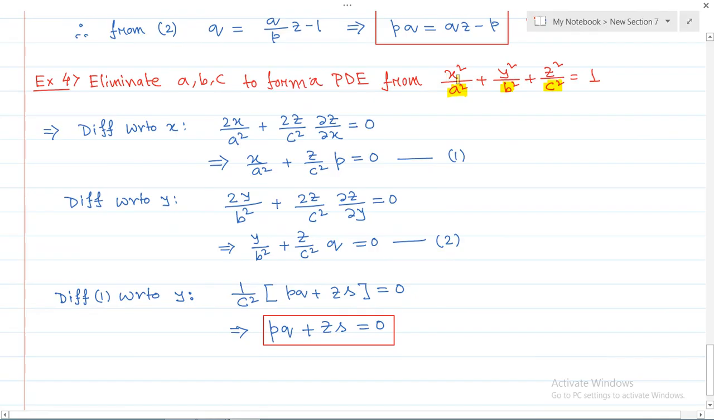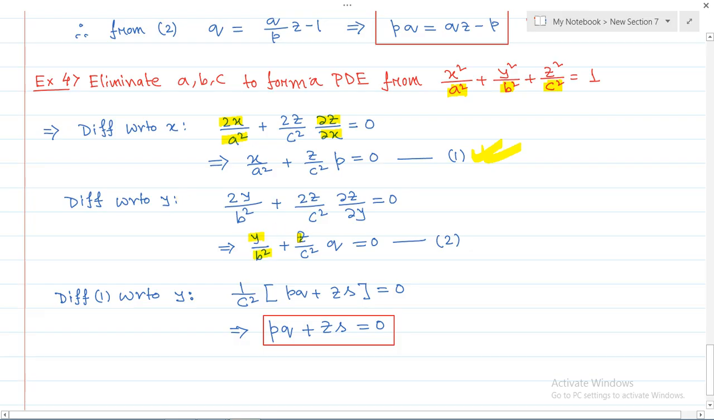So let us differentiate expression 1 with respect to x. We have 2x upon a square as the first term; for y square by b square, the partial derivative with respect to x is going to be 0. For the third one, the derivative of z square is 2z by c square, and the derivative of z with respect to x is del z del x, which is p. The 2 will get cancelled out, so we can write x upon a square plus z by c square into p equals 0. This is equation 1. Similarly, let us differentiate with respect to y.